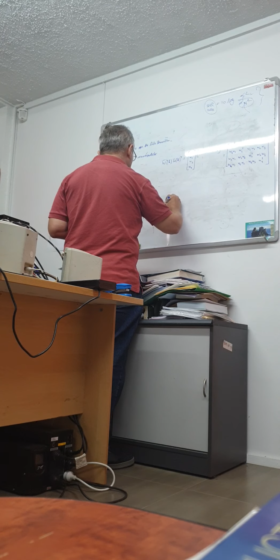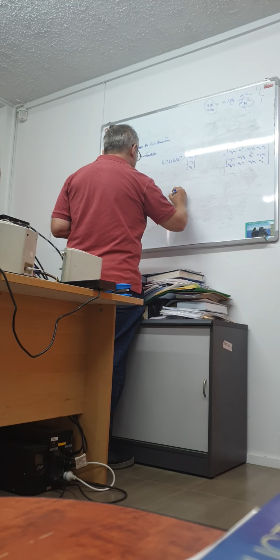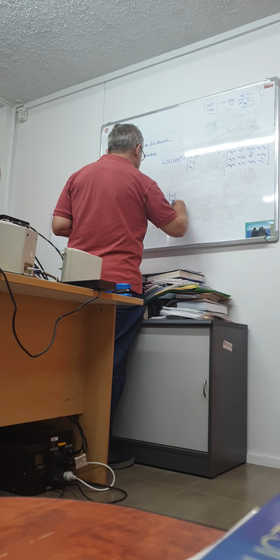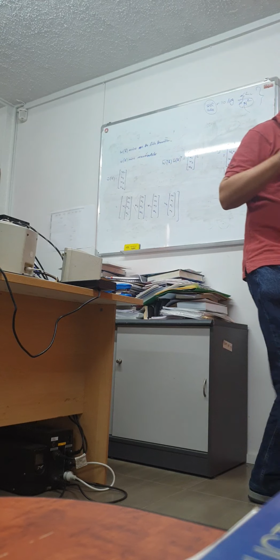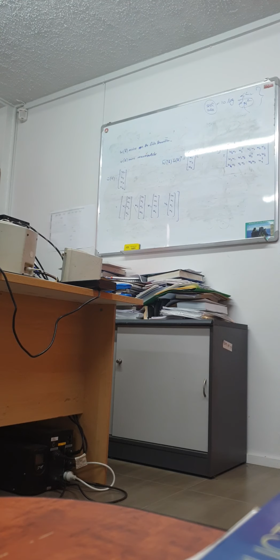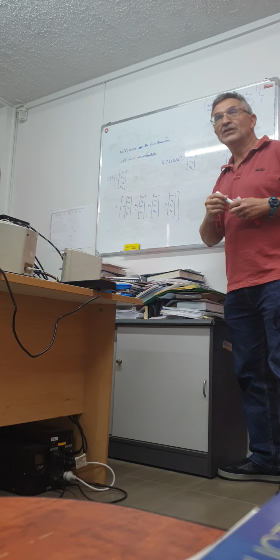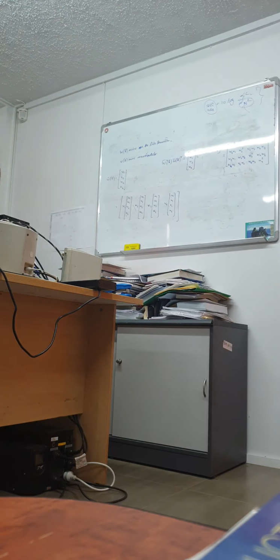And what is the other column? W1, W2, W3, and W4. So, what happens? Each column is a multiple of the same vector. So they are all dependent on one vector, which is this one. For this reason, this is important.